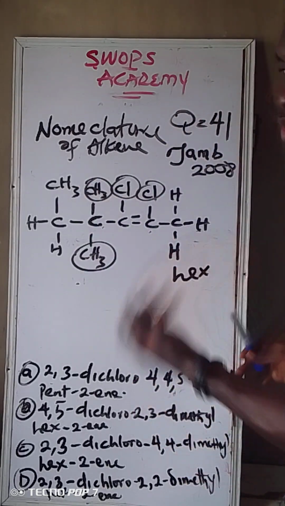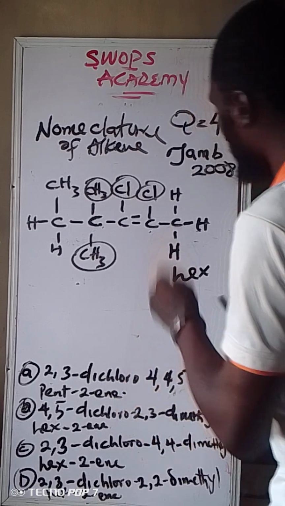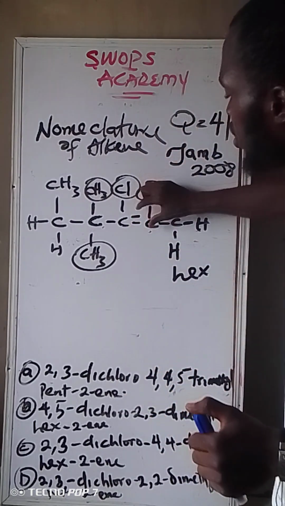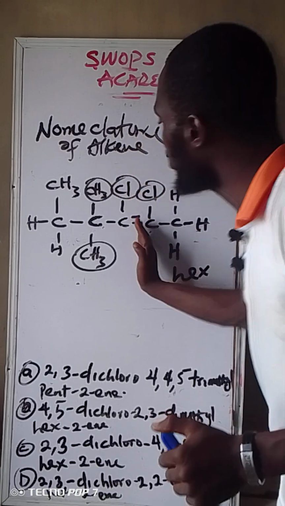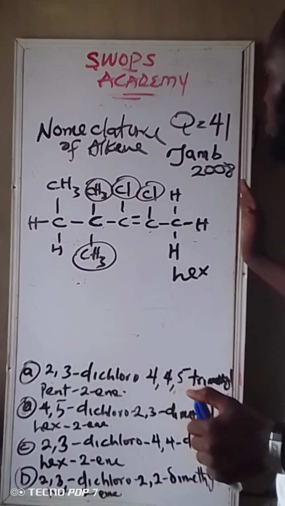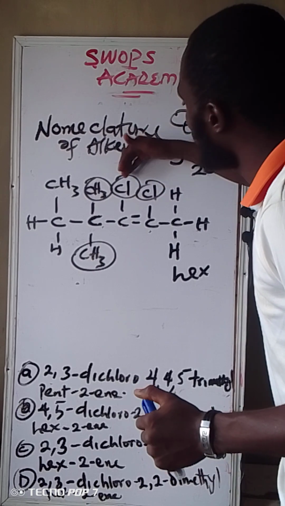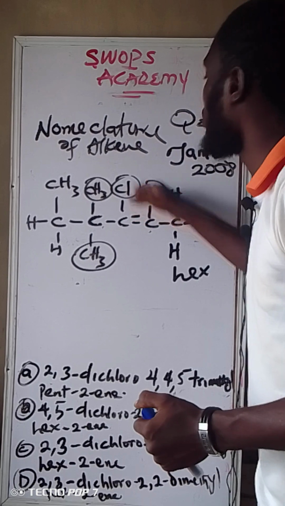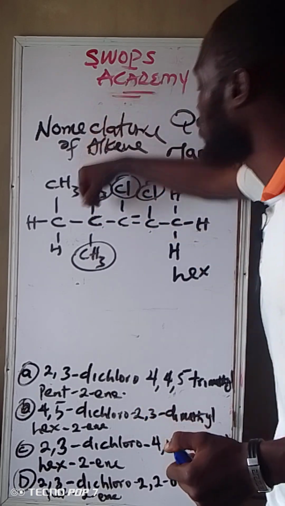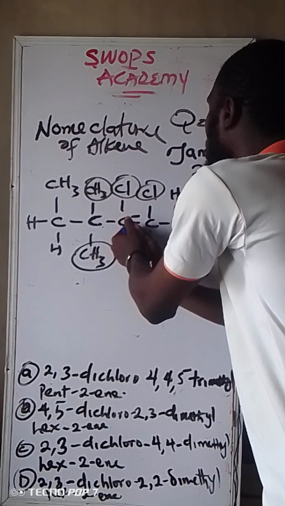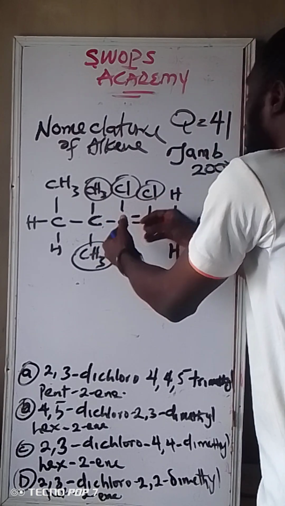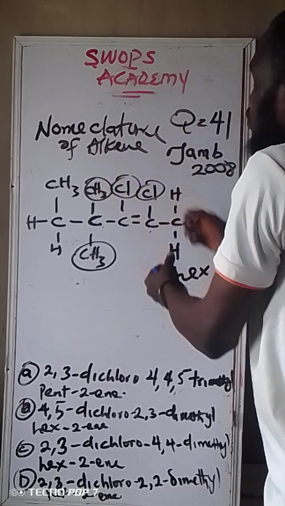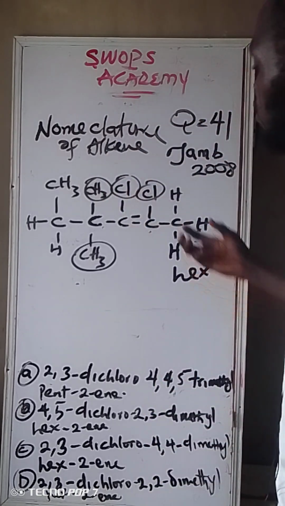Then what follows? The next thing that follows is that you check the position of the double bond. The double bond, is it closer to this side or to this side? And check, this is chlorine, this is methyl. Alphabetically, chlorine comes first before methyl. C comes before M. So now you check where the double bond is, the closest carbon to it, and also to the first substituent that you have to firstly note, which is the chlorine.